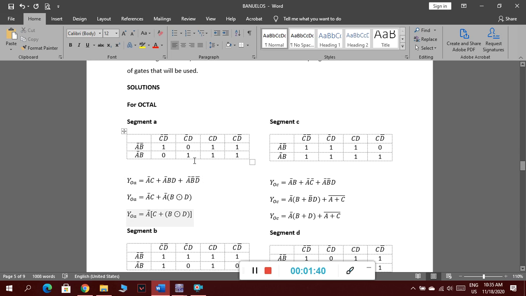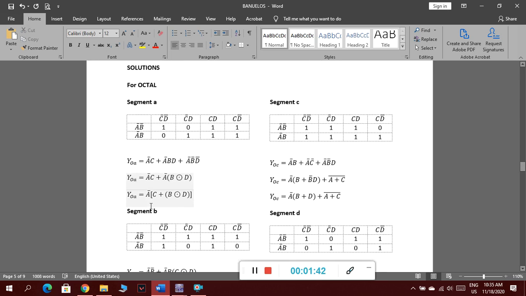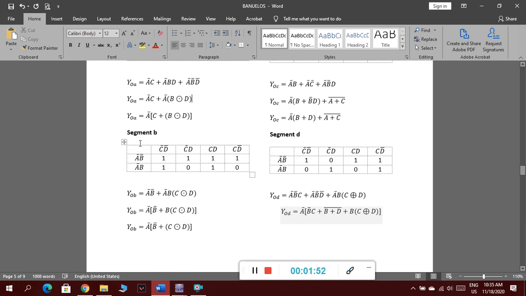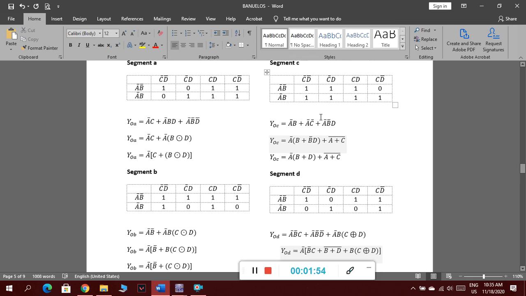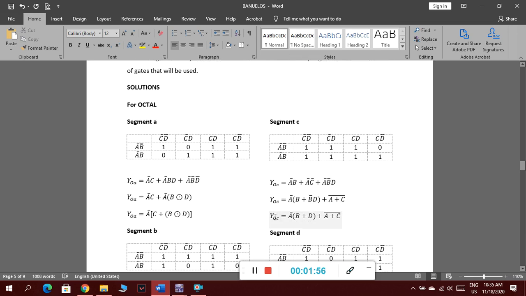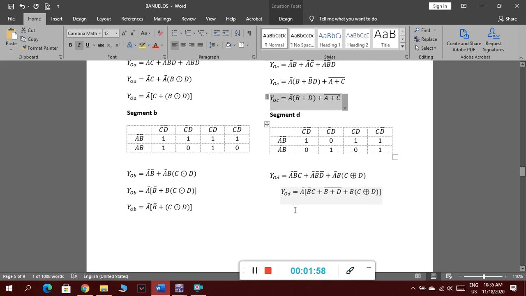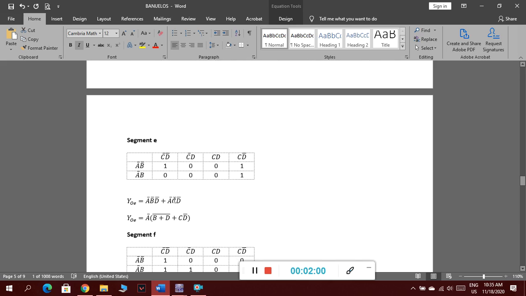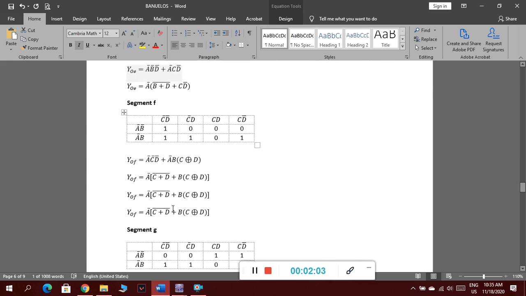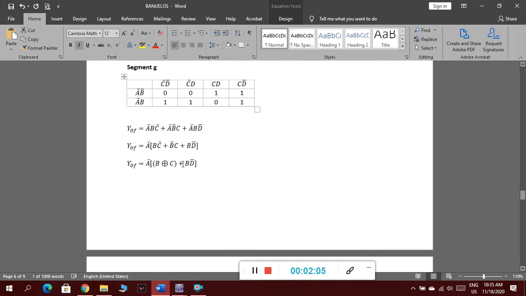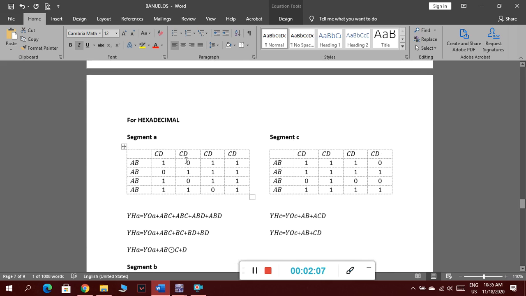And using Boolean algebra, the final equation for segment A for octal is this. So we have y octal segment A is this output. Next, you have segment B for octal, segment C, which is this one, segment D, segment E, and segment F, segment G. So next is hexadecimal.